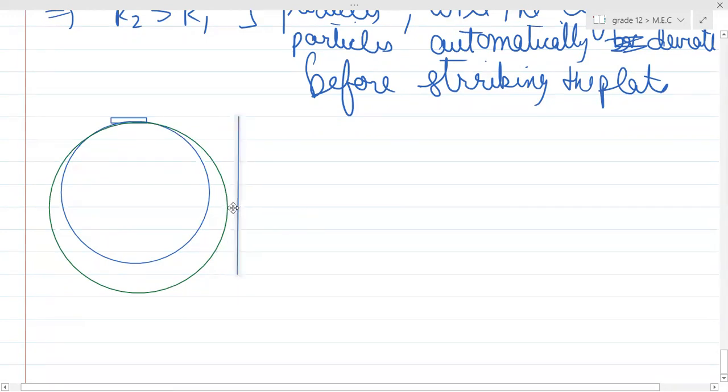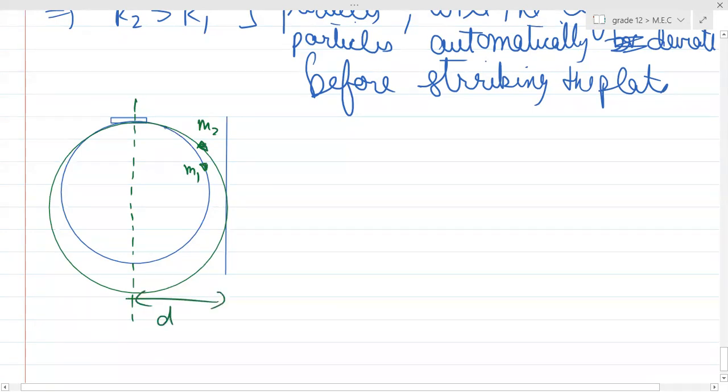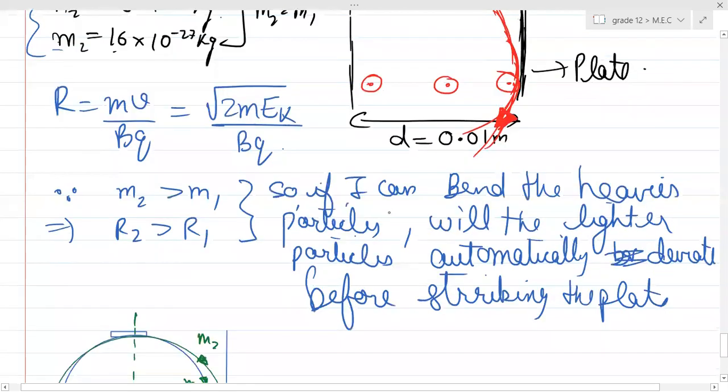It's not happening. I don't know. So anyway, suppose. Guys, can you understand exactly what is happening? Just see this part. The green one is for the heavier particle, and the small blue one is for the lighter particle. Can you see, if I can bend the heavier particle just before it strikes the plate, automatically the lighter particle will be bent before it, right? So that is what I meant by this particular statement. If I can bend the heavier particle, the lighter particle will automatically deviate before striking the plate.